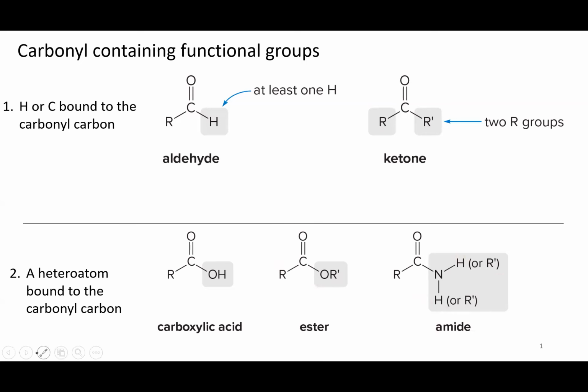So what we're going to see is that an ester and an amide are what we call carboxylic acid derivatives. And this is because they can be synthesized from or made from carboxylic acids. We will talk about those reactions in a separate video.